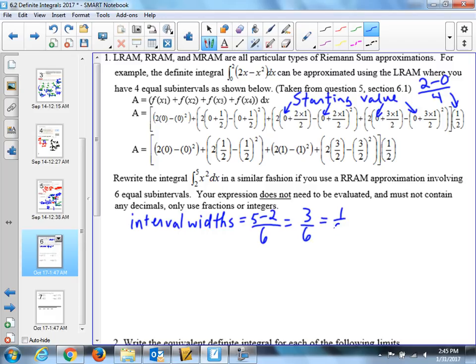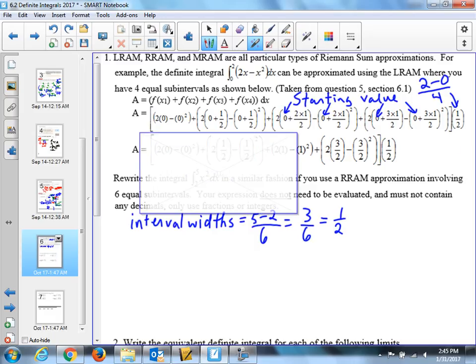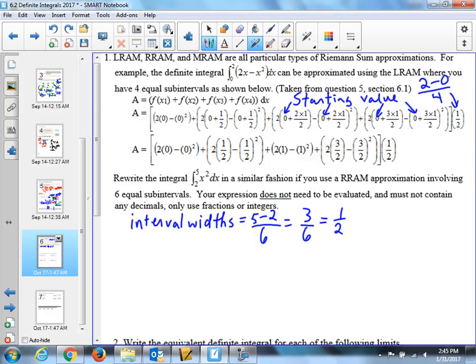Try to keep the math easy. Halves, thirds, quarters, stuff like that. Okay? Does that make some sense? If you chop up 2 to 5 into 6 intervals, you're going to be going up by half each time. That's what we're saying. And that'll be that tail end number, so like the dx. Okay. So this is like the dx, what we just found, except dx refers to an infinite amount of strips of 0 width.